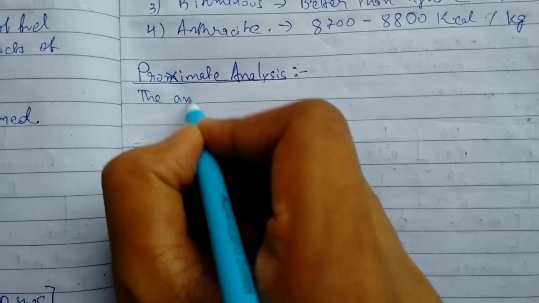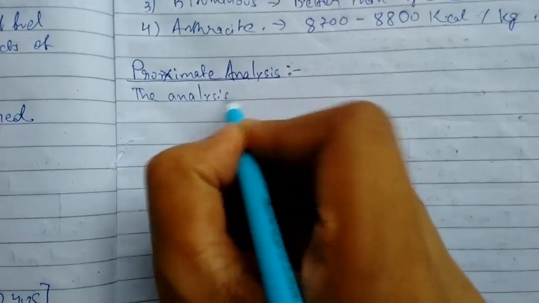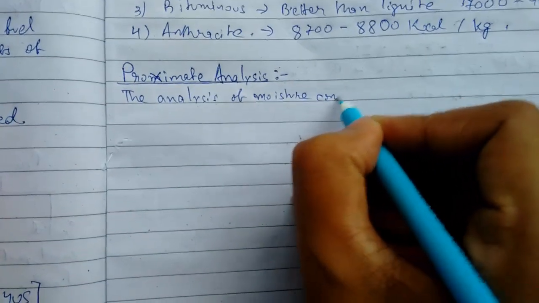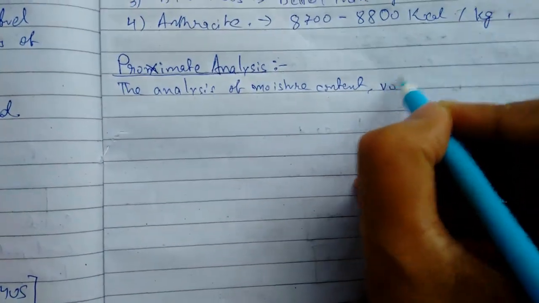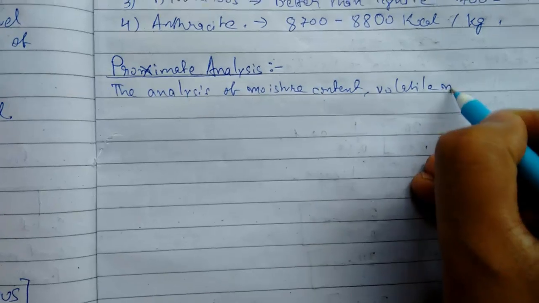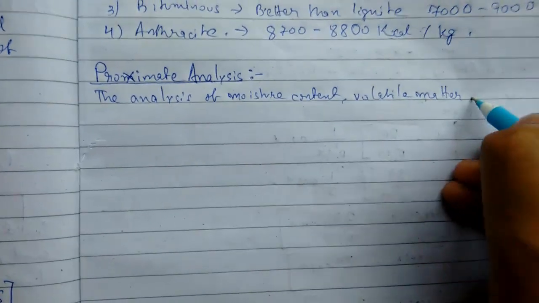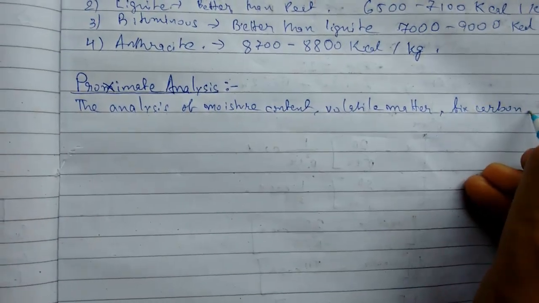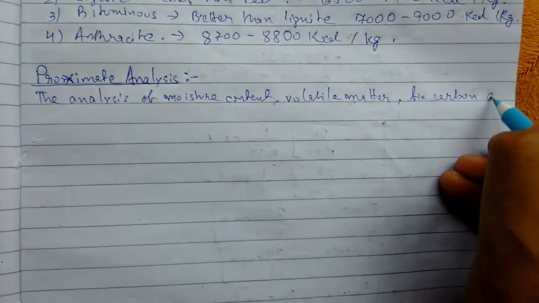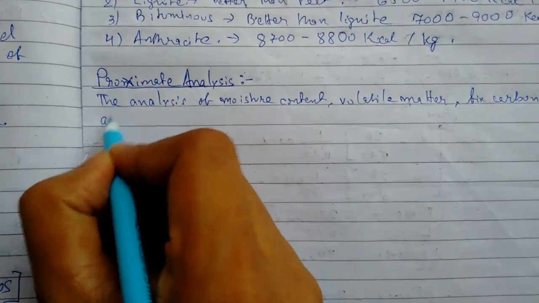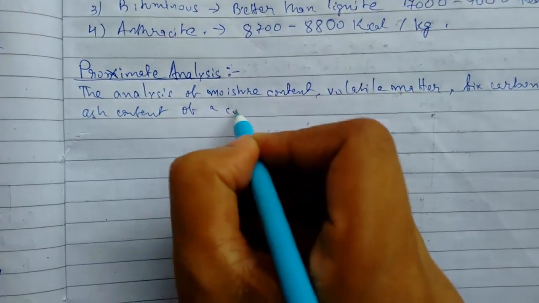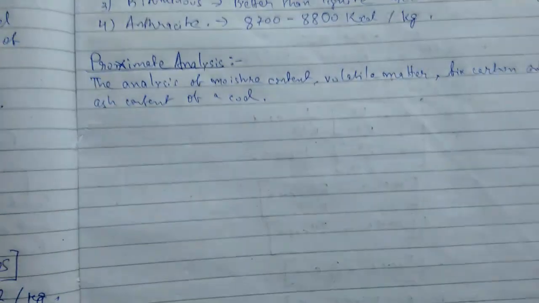The analysis of moisture content, volatile matter content, fixed carbon and ash content of a coal is proximate analysis. So we'll discuss all the four methods.